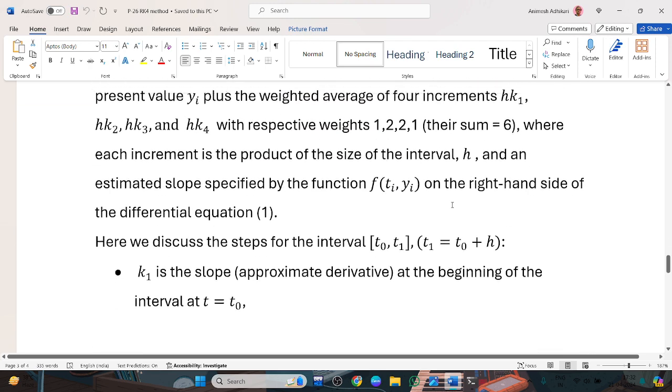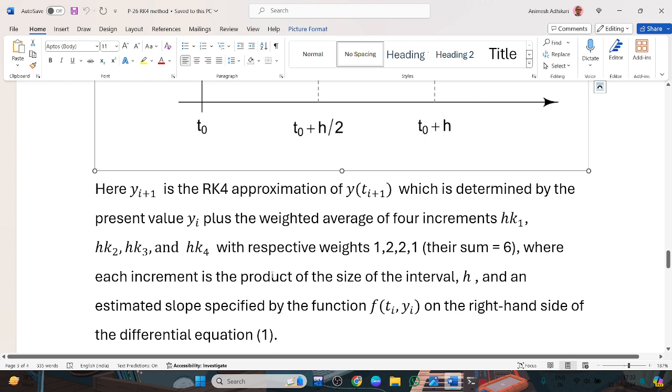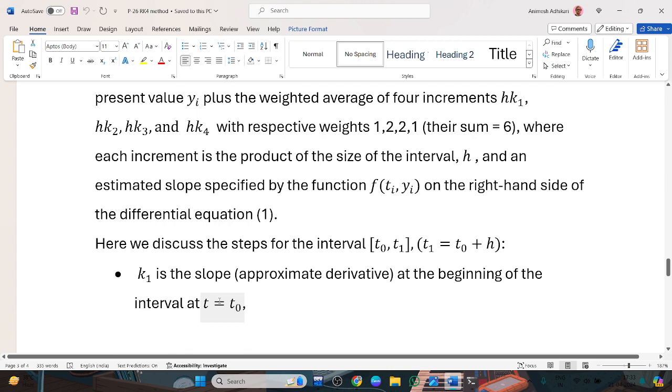We divide by the sum, which is 6, where each increment is the product of the size of the interval h and the estimated slope specified by the function f. This is the function f(t, y), actually dy by dt. So obviously this represents the slope at the point t i, y i. Here we discuss the steps for the interval t0 to t1, actually t0 to t0 plus h.